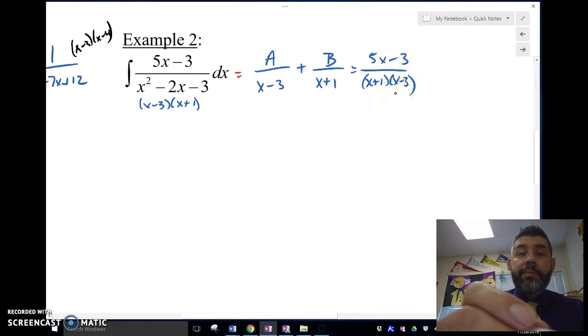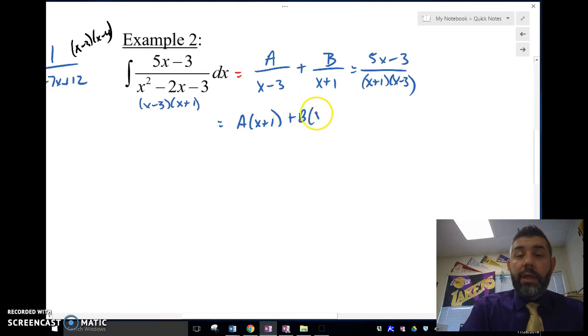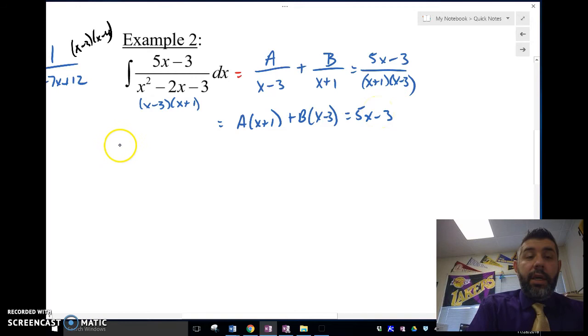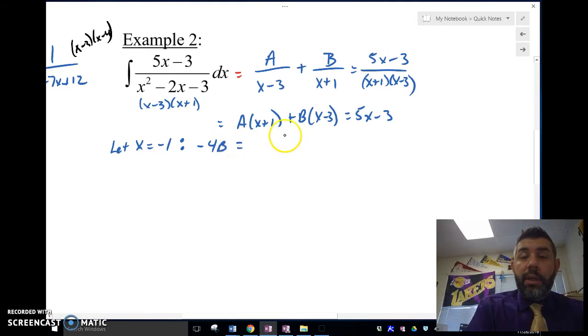Then I'm going to multiply, right? And we're going to end up with a times x plus 1 plus b times x minus 3 equals 5x minus 3. Okay, so again, I'm going to say let x equal negative 1. Okay, if x equals negative 1, then the a is gone, right? And I'm going to end up with b times negative 1 is going to be negative 4b equals negative 8, which is going to be b equals 2.